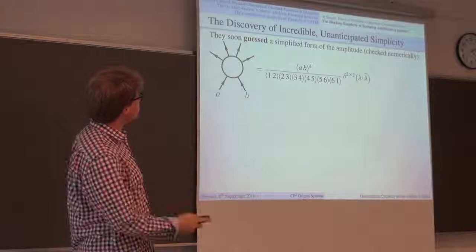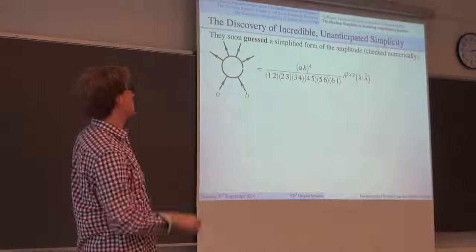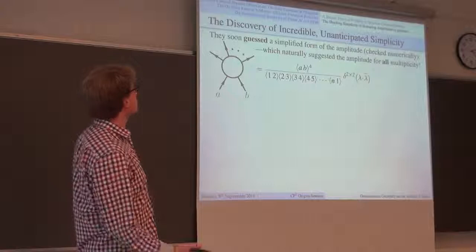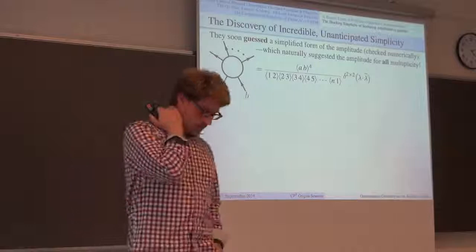Now, any 10-year-old can look at this formula and say, well, if this is true for 2 goes to 4, it's got to be true for 2 goes to any number whatsoever. And so it naturally suggests a single-term formula for the scattering amplitude for 2 to produce any number of particles whatsoever, as long as all of them are the same helicity. Okay, this was their guess. It took a long time to prove it. We'll prove it in this talk.